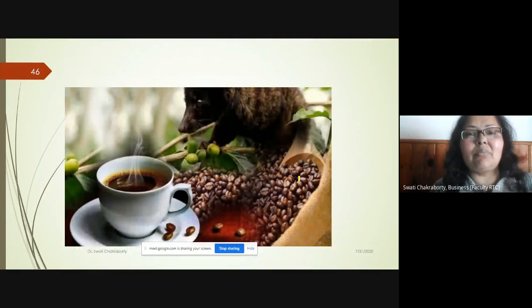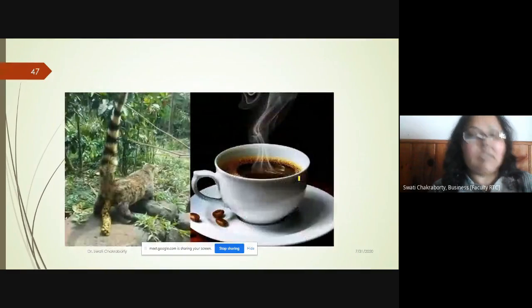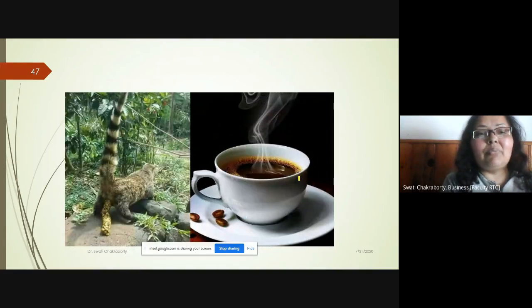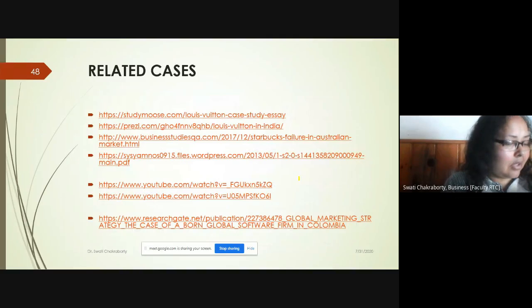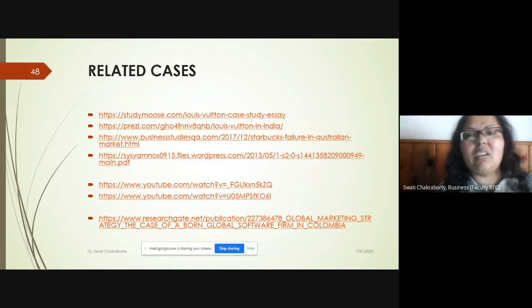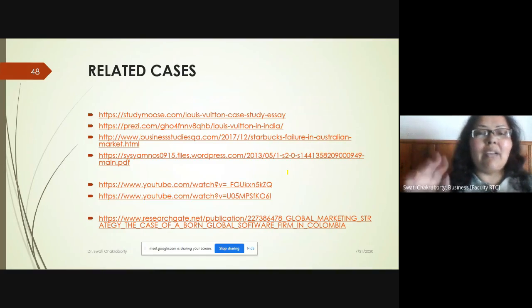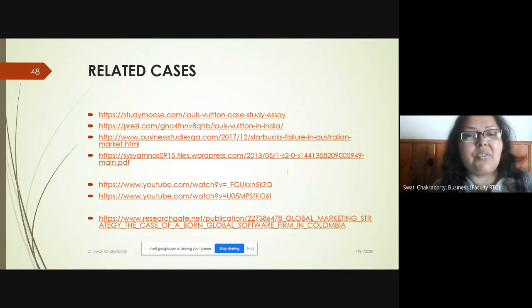See the example. This is where marketing happens. These are some of the examples of products which are marketed in different countries. These are some of the relevant cases that we have of how marketing has been done in different countries. How did they manage? What sort of things did they have to take into consideration?